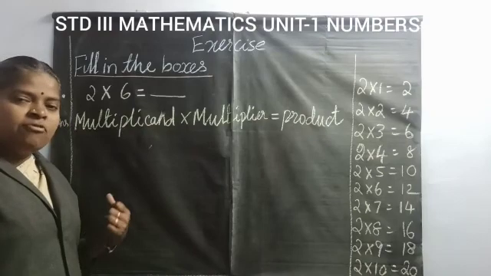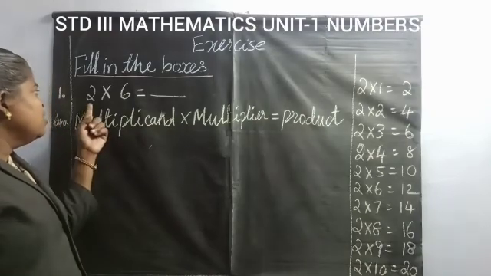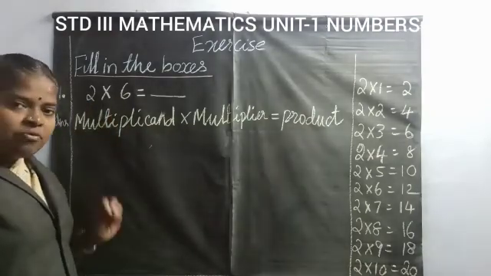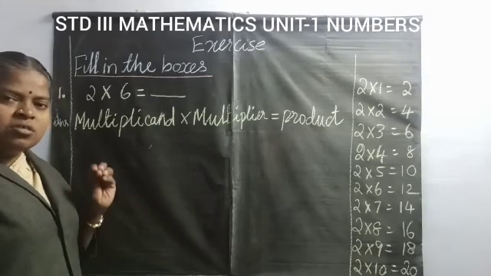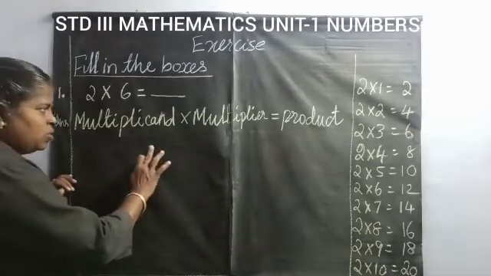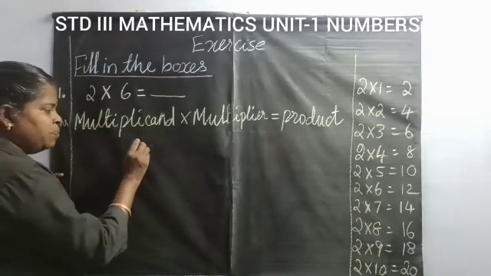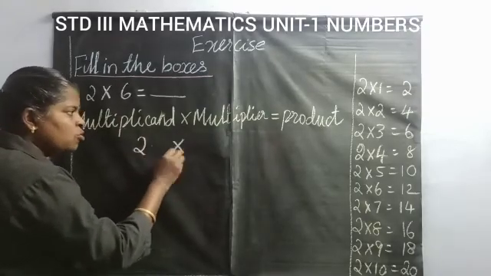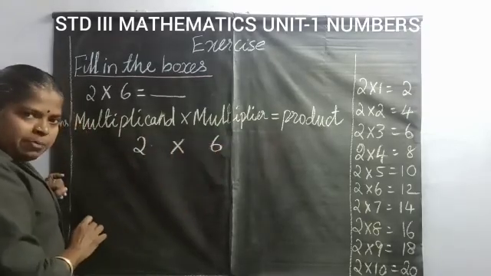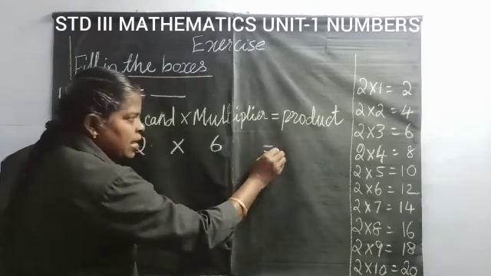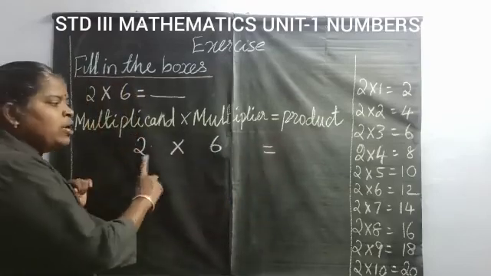Now we can fill in the boxes. Here 2 into 6. Now we want to find 2 into 6. First we can take and write the question. 2 is a multiplicand into 6 is a multiplier equal to. The answer is product.